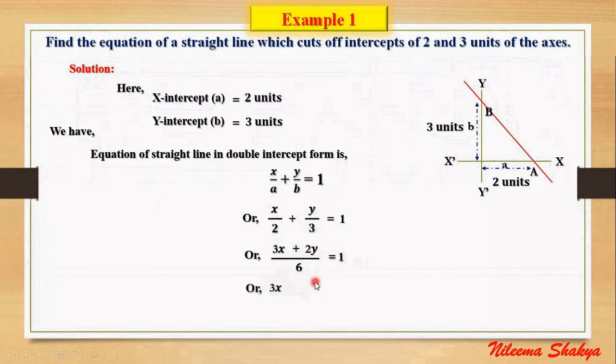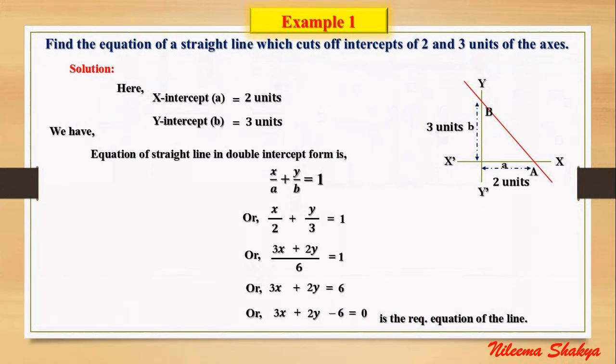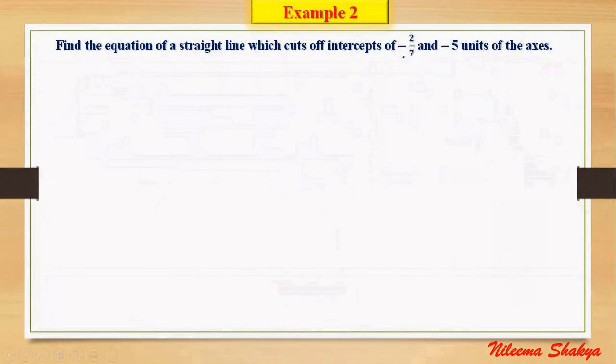Now again let's simplify it. The first term 3x in the numerator and plus 2y, the second term in the numerator, and this 6 will go to the right hand side to multiply. It becomes 6. One more step: here it is 3x plus 2y, and 6 goes to the left hand side. So plus 6 becomes minus 6, and on the right hand side it is equal to 0, which is the required equation of the straight line. Now let's move on to the second problem.